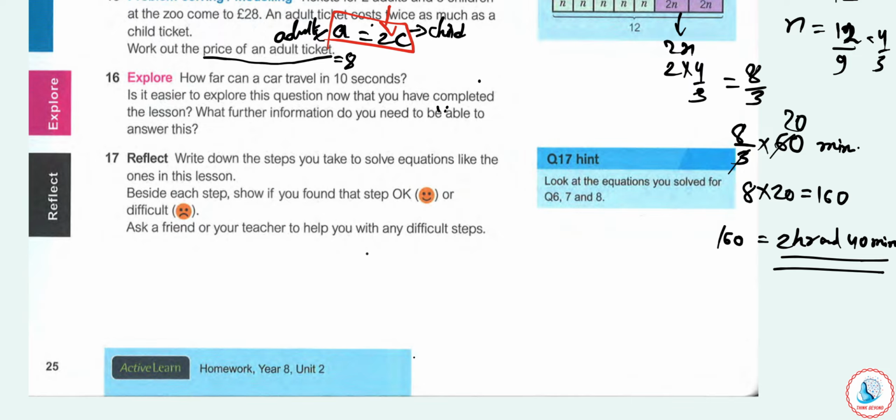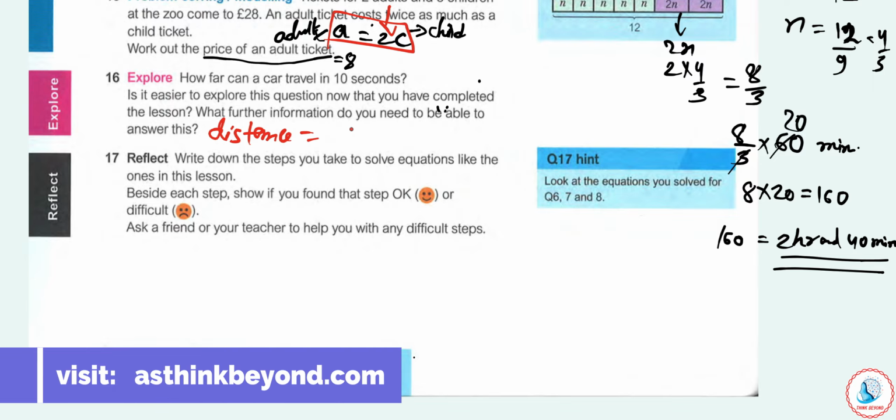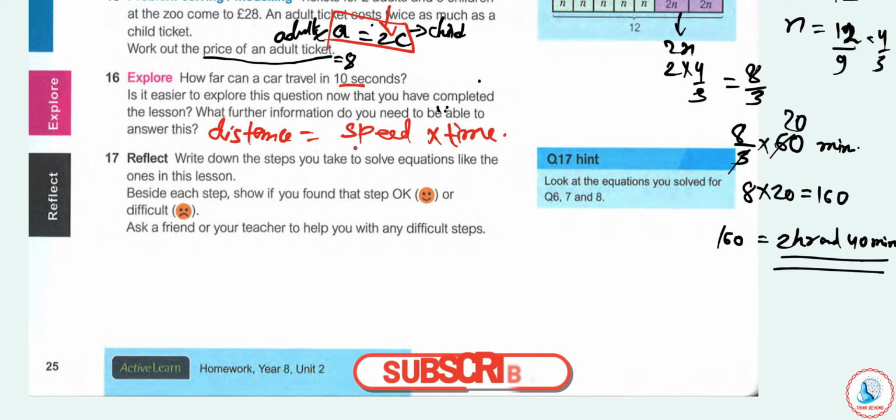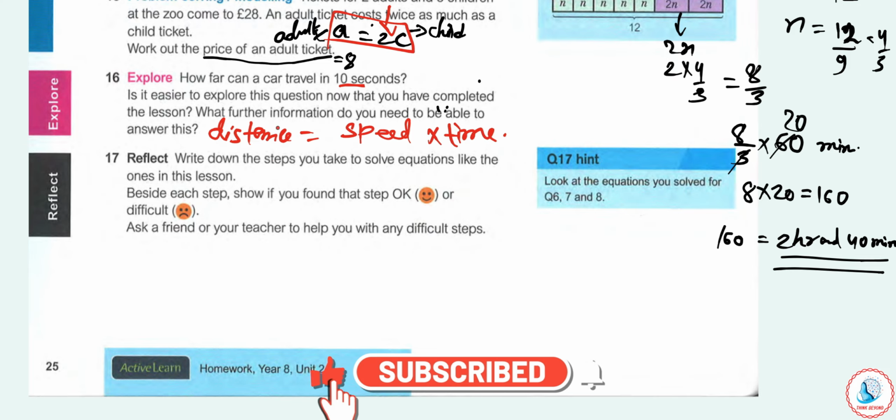Don't be stressed. The distance a car can travel in 10 seconds cannot be determined without more information. I hope you know the formula, which is distance is equal to speed times time, right? So time is given, which is 10 seconds. To calculate the distance, we need the value of speed also. So that is the explanation for this question.